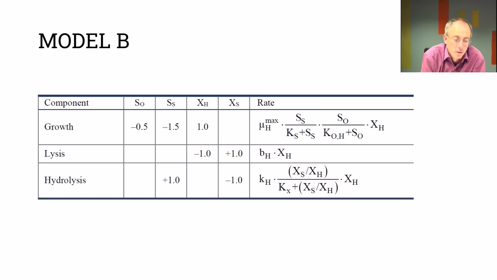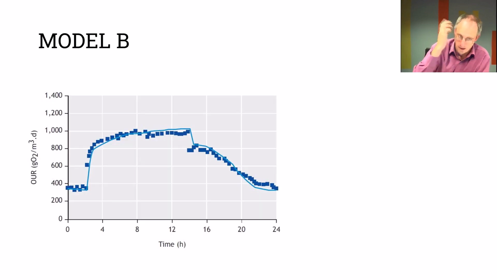And again, you can see that all the COD balances on every line close. Put it in a mathematical expression, make a model out of it, and the data points and the model line overlap quite well. So for the oxygen dynamics, we could be satisfied. But we had a few more criteria on the model. Not only oxygen, but we started with oxygen.